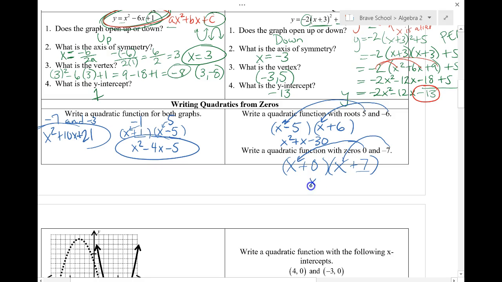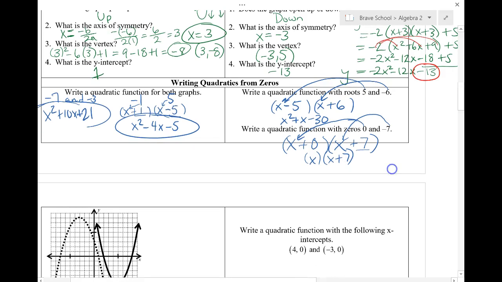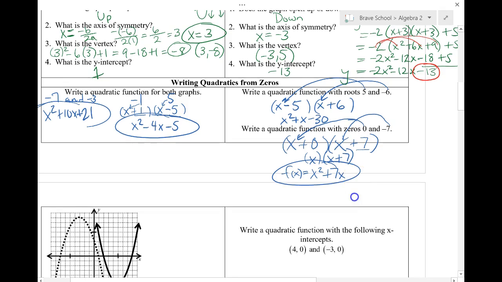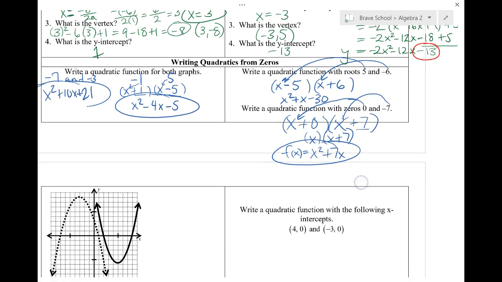So now what this should look like is x times x plus 7, and then just multiply that out to get your function. So distribute the x, I get x squared plus 7x, and there's my function. Done. And as you can see, there's no c value, so the c value is actually just 0, but we can't see it. It is there, but we can't see it. Alright, go ahead and do the problem to the right.